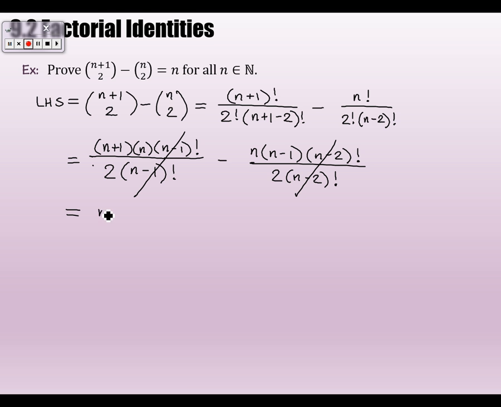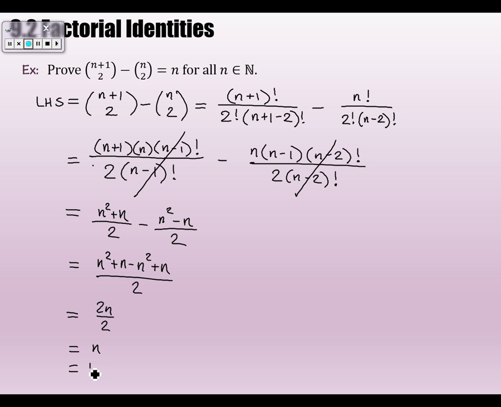What do we have up here? (n squared plus n) over 2. And over here we have (n squared minus n) over 2. If we're careful, we subtract here, we get n squared minus n squared. Well, here, we'll do it nicely: minus (n squared minus n) all over 2. These go away. And we get 2n over 2, which is n, which is what we wanted to show, right?